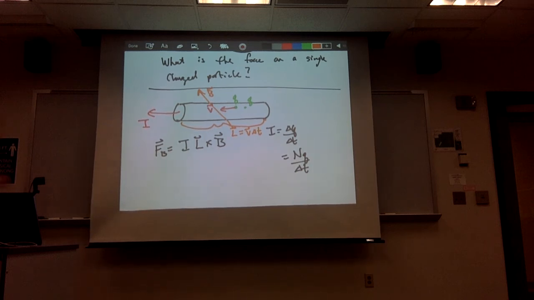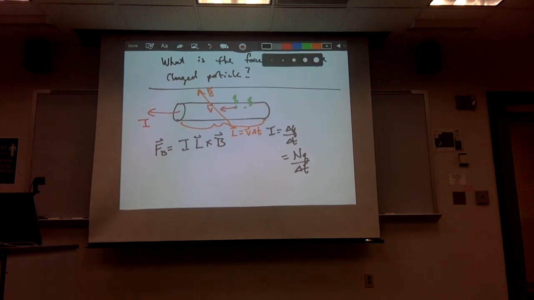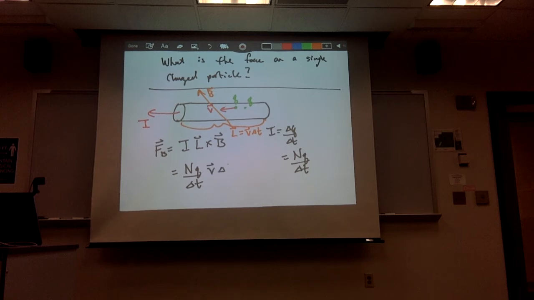Let's now use those two things in this expression here. So let's do that. This is now going to become equal to the charge, which is the number of charges times the charge divided by the change in time, times the length, which is then the velocity, times the change in time, crossed then by the external magnetic field.